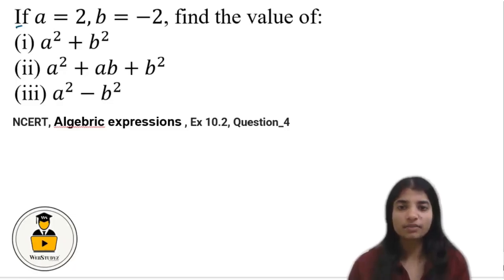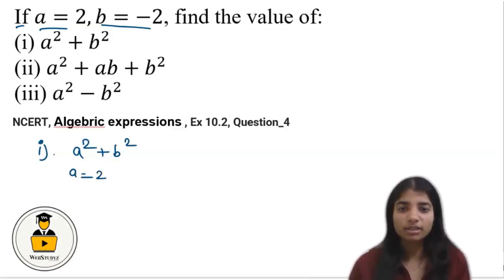In this question we are given that a is equal to 2, b is equal to minus 2, then we have to find the value of the first part, that is a raised to the power 2 and b raised to the power 2. Basically we have to plug the values of a and b into the expression in order to find its value.